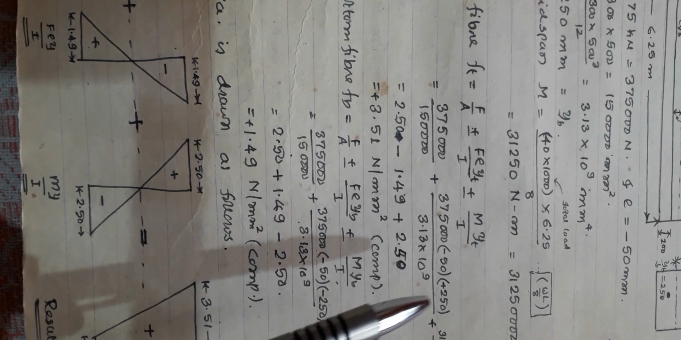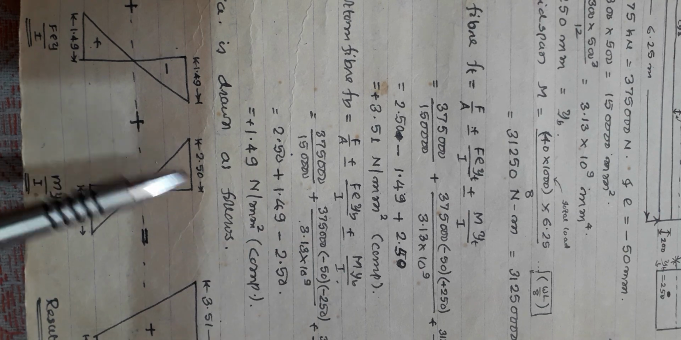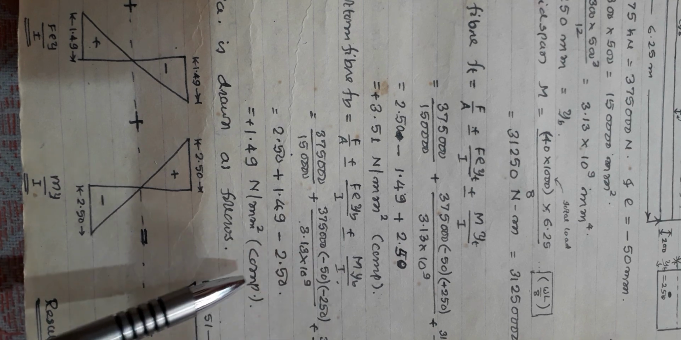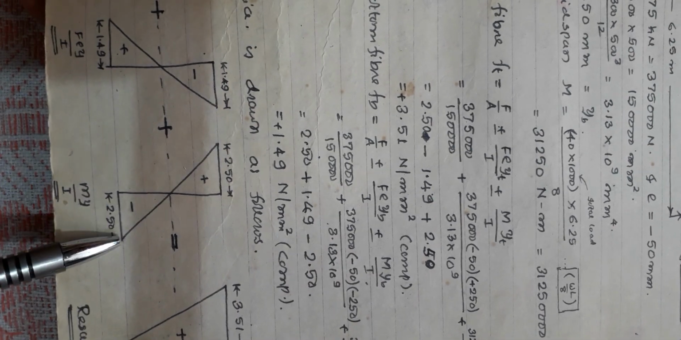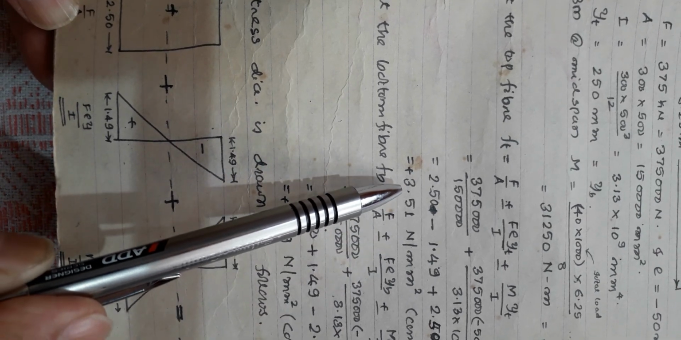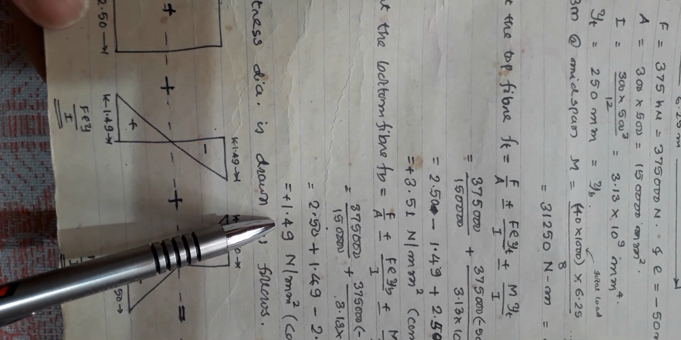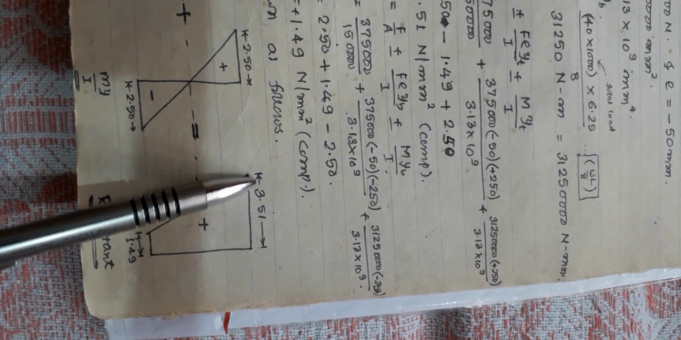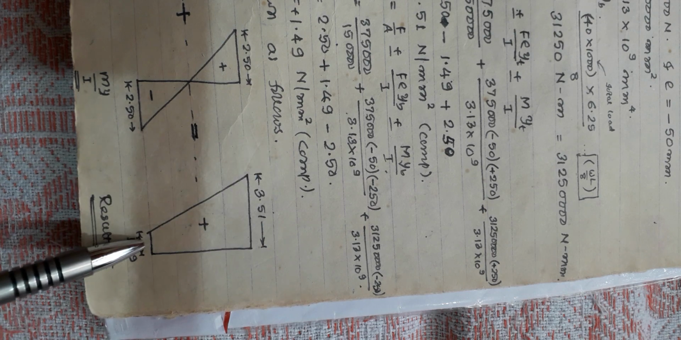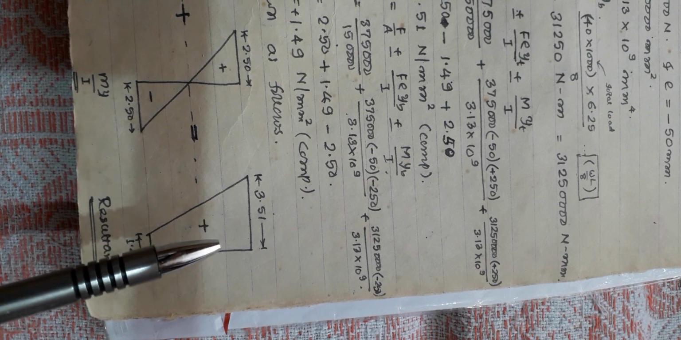Okay, and last term is Myt by I. Its value is now plus 2.5. Okay, plus 2.5, and this bottom fiber stress is Myb by I. Its value is now minus 2.5. Okay, so if you add them algebraically, you will get the values as top fiber stress as 3.51 plus and bottom fiber stress as plus 1.49. So you will get 3.51 as the top fiber stress and bottom fiber stress is 1.49. This is the resultant stress distribution diagram. Okay, this is how you can solve the problem by using stress concept.